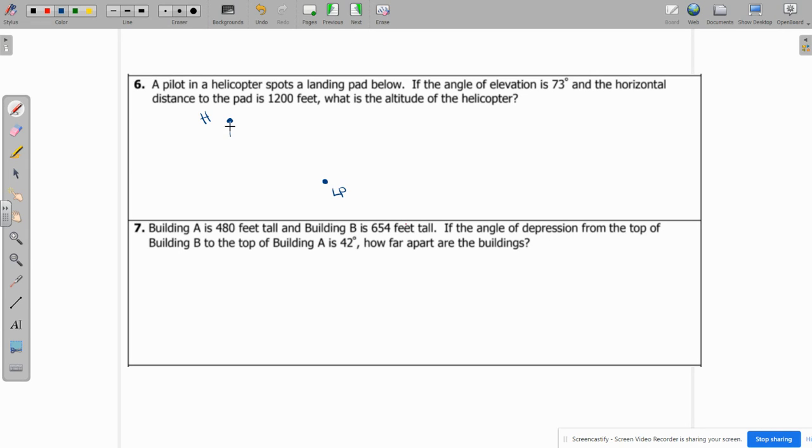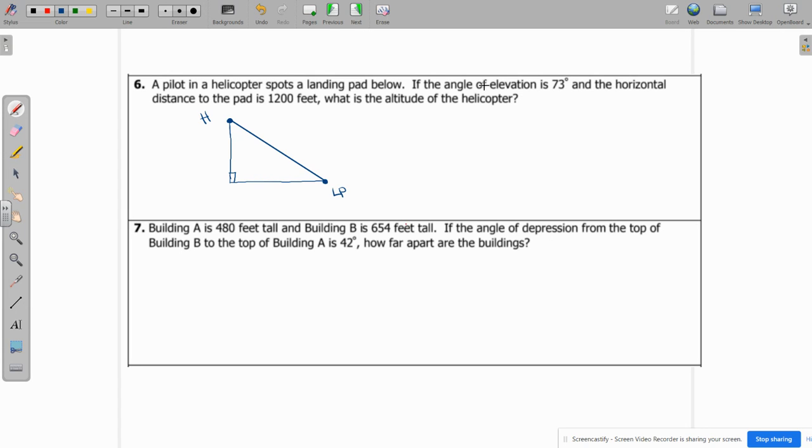So I know that that is the distance from the helicopter to the ground, which will make that 90-degree angle with the ground. So I can kind of see this triangle that we're starting to create. I could connect the helicopter to the landing pad. But let's talk about where our angles belong.